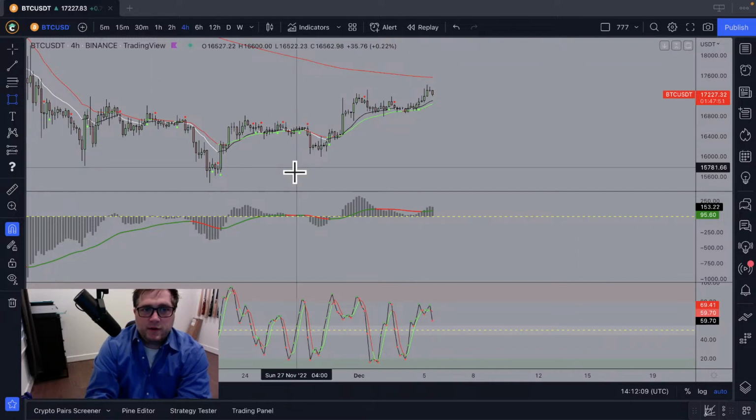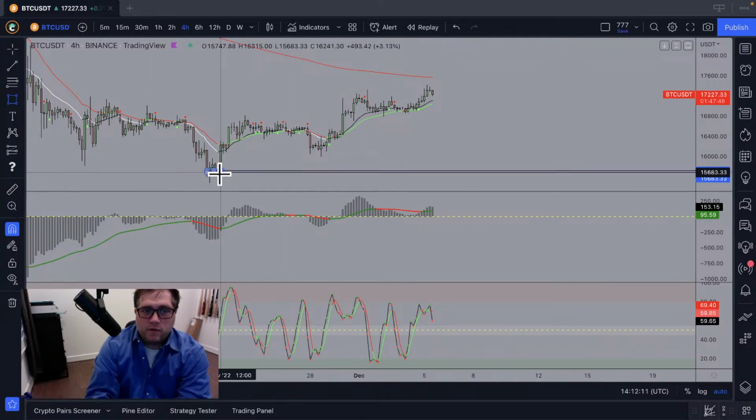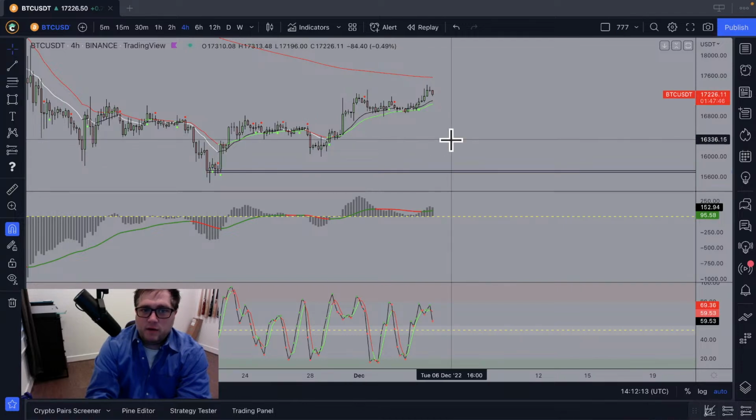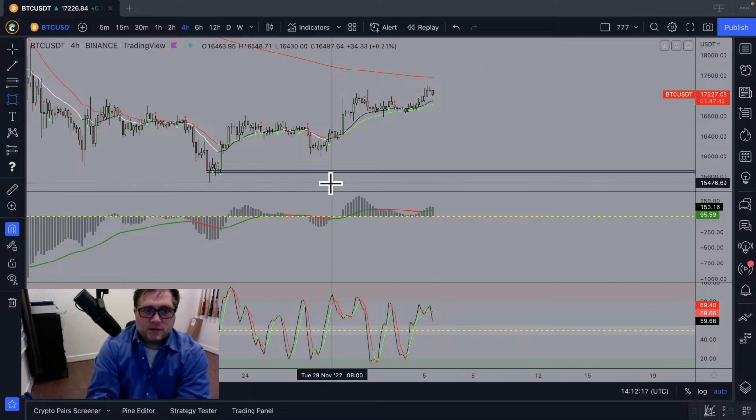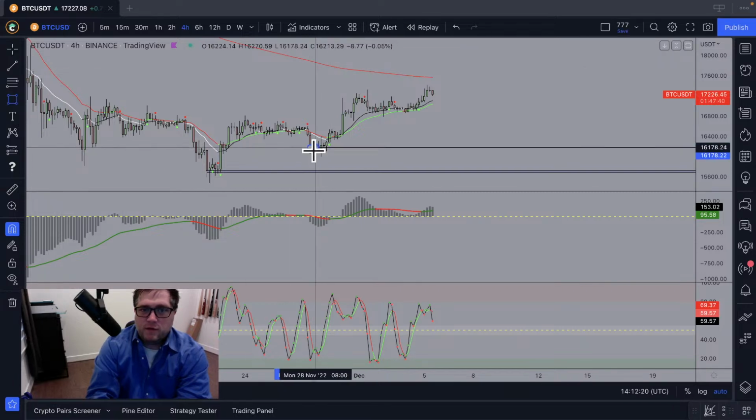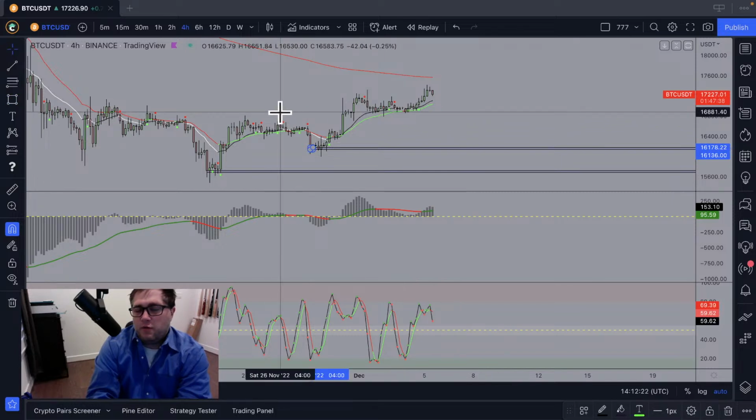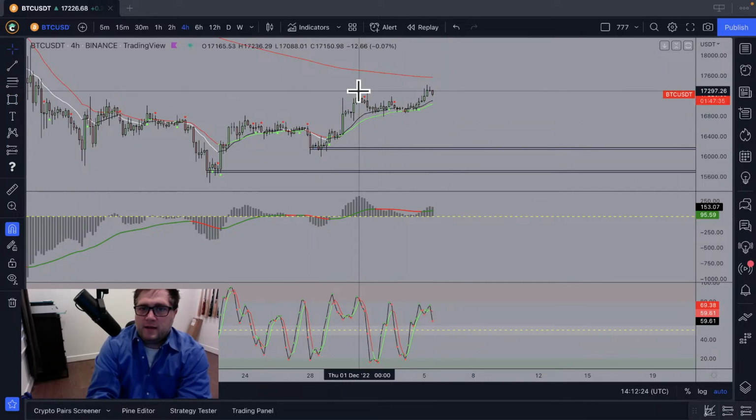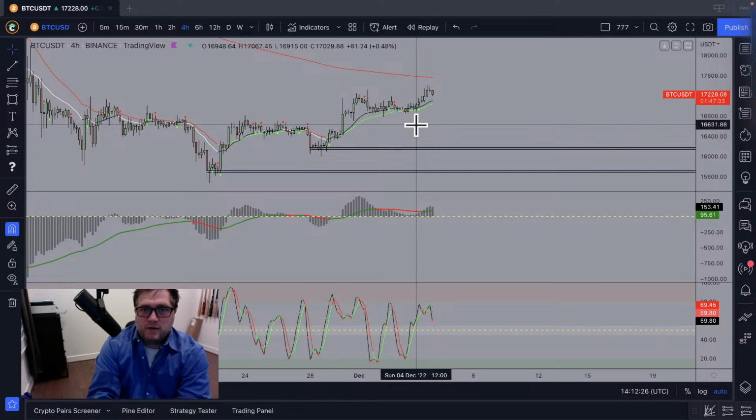So anyway, here's Bitcoin, and what we want to do is we want to not mess up our charts and have a bunch of lines on there. We just want to do either the last two, three maybe on the bottom, and then a couple on the top, and you can see.